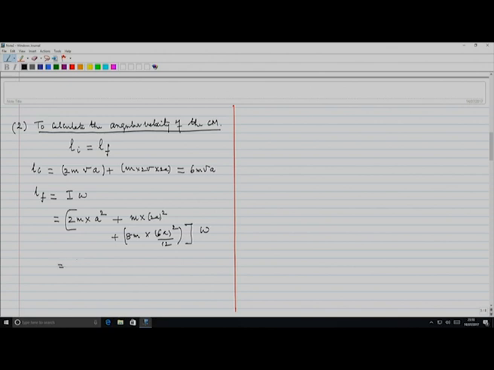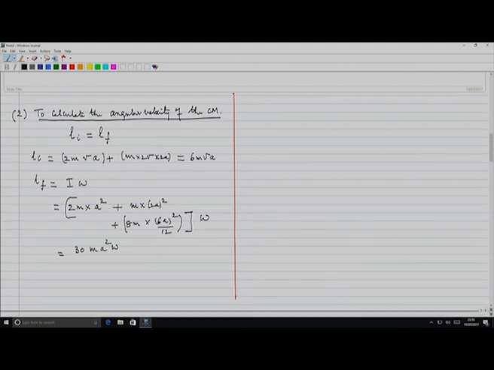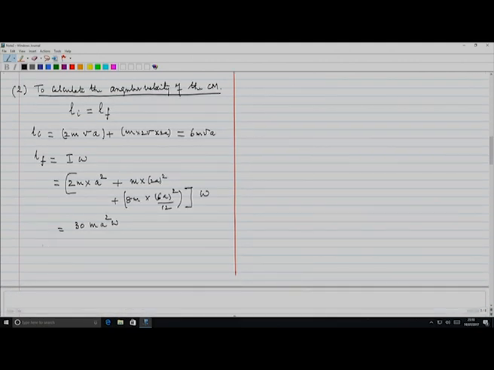So this will give you 30 m a squared omega. Equate this to 6 mva. So 30 m a squared omega is equal to 6 mva. m will cancel, a will get cancelled. I will have omega equal to v divided by 5a.